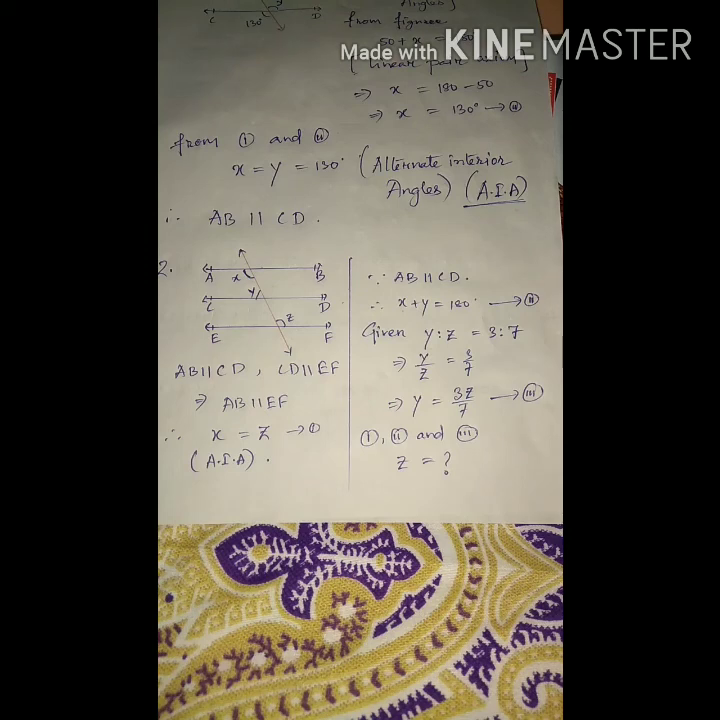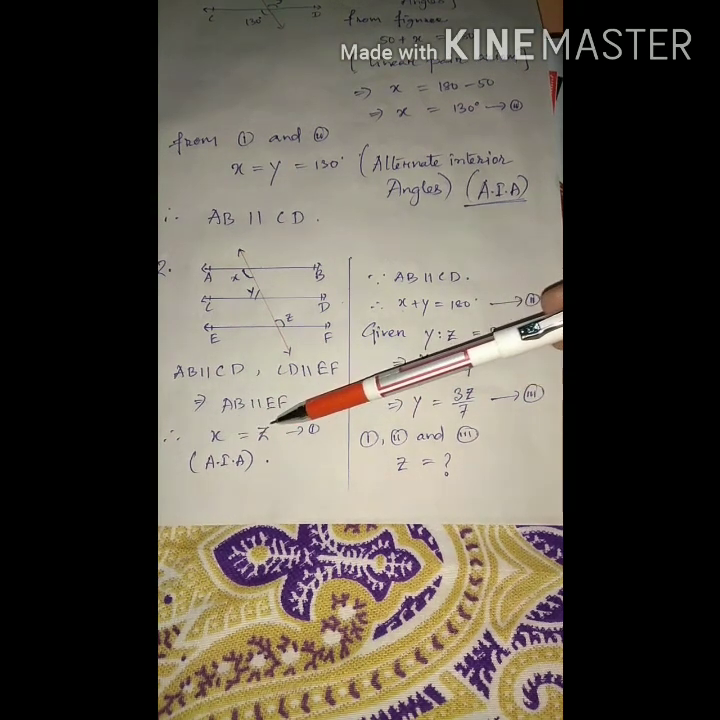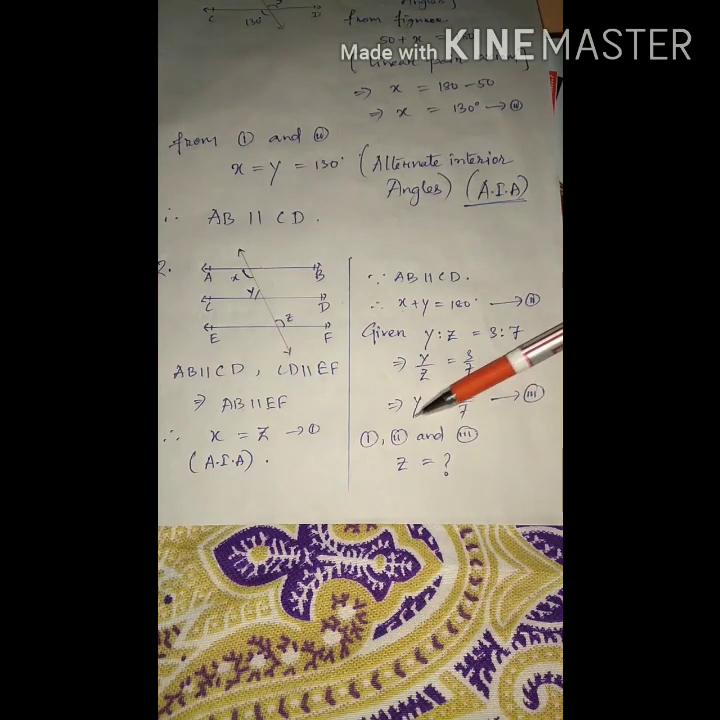Now according to our question, one ratio is given. The ratio is like this: y is to z equals 3 is to 7. That means we can write y by z equals 3 by 7. And from here, if you cross multiply, we get y equals 3z by 7. And then we put this as equation number 3. Now in equation number 1, x equal to z, and in equation number 3, y equal to this.